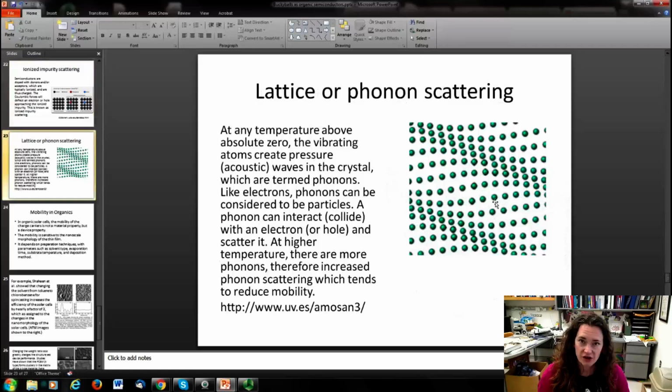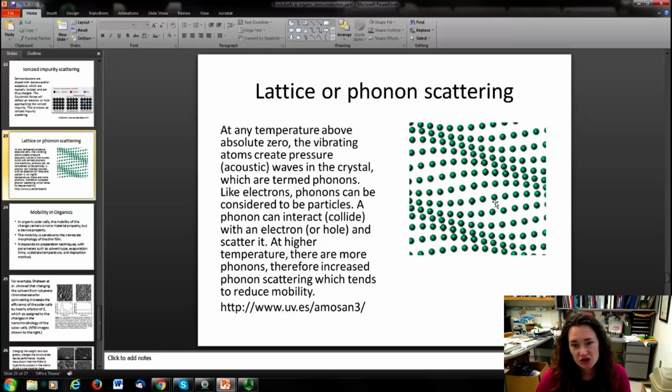And phonon scattering, I don't know if you've heard of this, but phonons are basically sound waves. At any temperature above absolute zero, these are vibrating atoms, and they create pressure waves, acoustic waves in the crystal, and those are called phonons. So it's basically a movement of sound or pressure motion through your material. That's a phonon, maybe a new term for you.